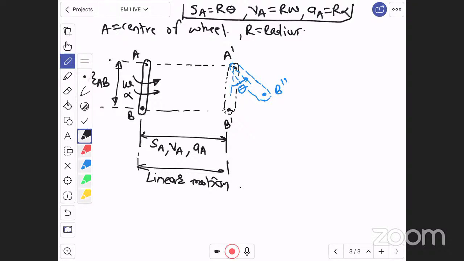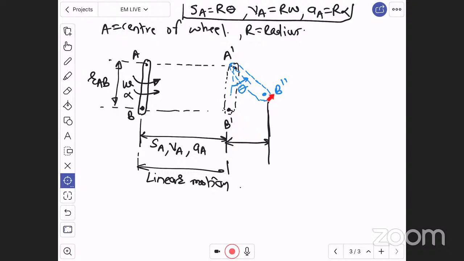Now, from B dash to B double dash, we will get extra motion for B with respect to A. We have considered displacement SA, velocity VA, and acceleration AA of point A. But with respect to A, B has covered some extra displacement with extra velocity and acceleration. These components also we have to add, my dear students.